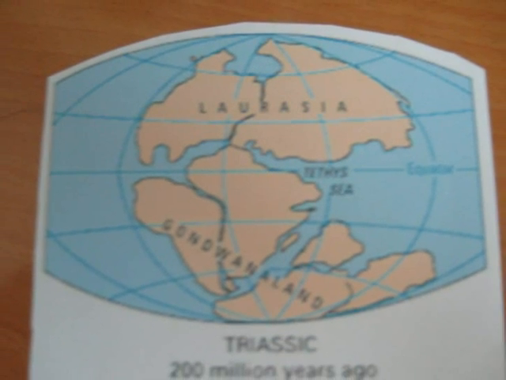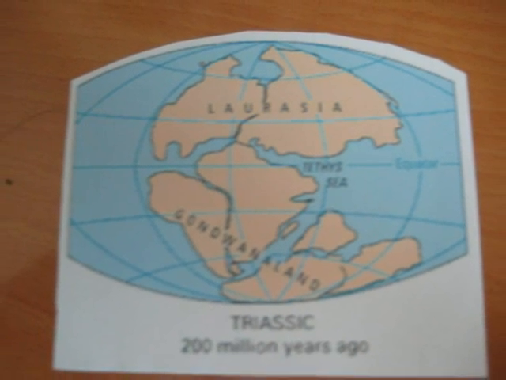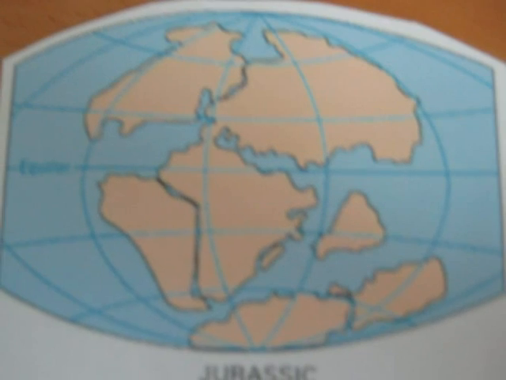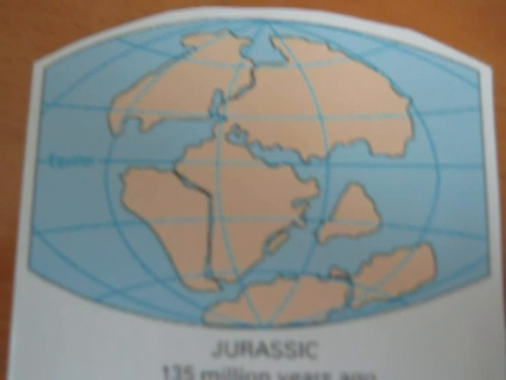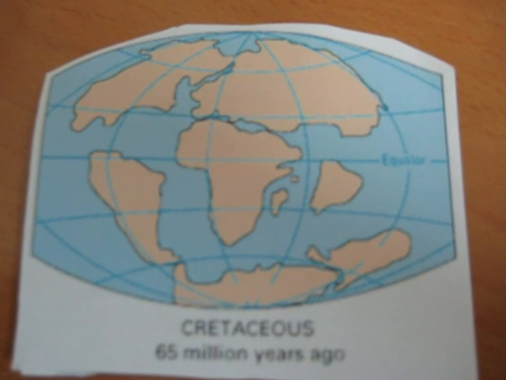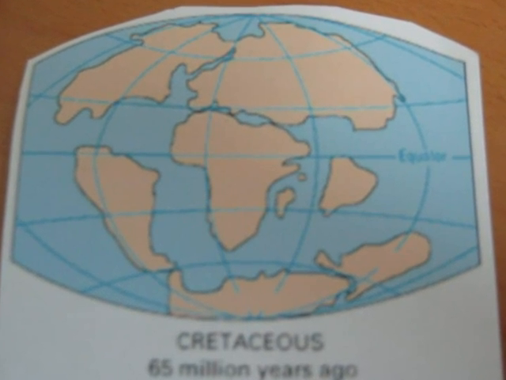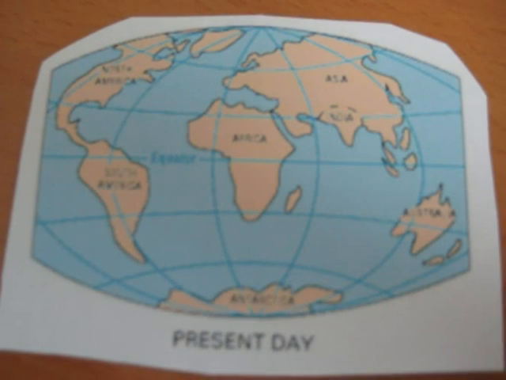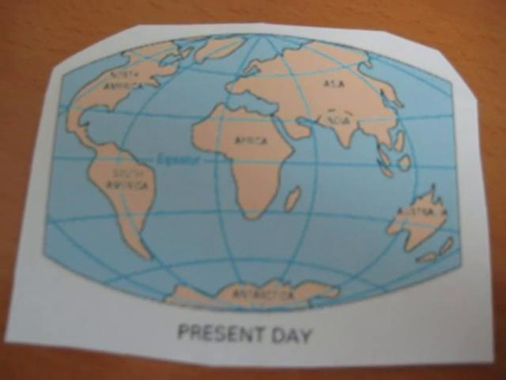This is how the Earth looked 200 million years ago. And this is how the Earth looked 135 million years ago. This is how it looked 65 million years ago. And this is how it looks today.